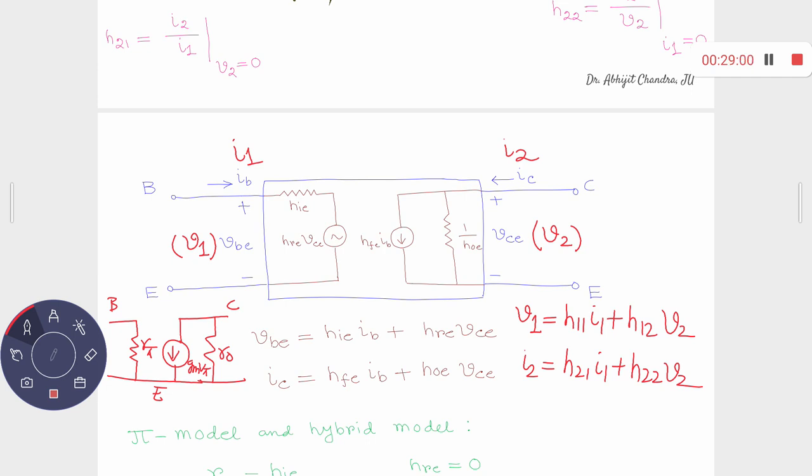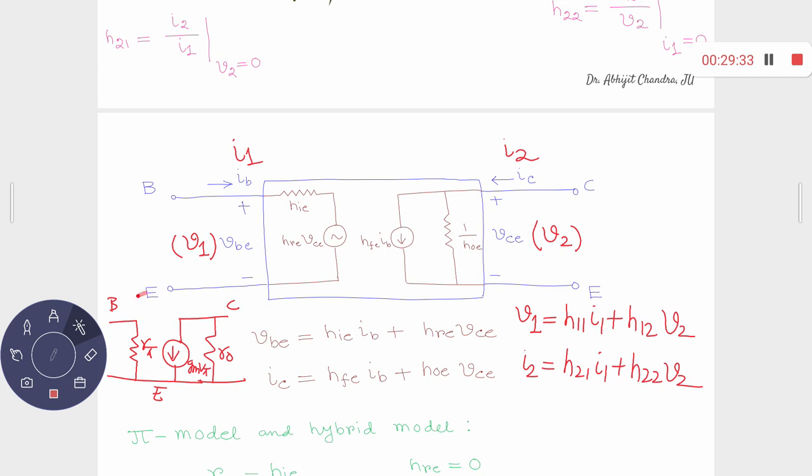In the hybrid model or H model, the second parameter HRE should be 0, or if it is not 0, it is very small. Right? Because you don't have any voltage dependent voltage source there. So therefore this HRE is either 0, or you can call it very small, negligibly small, which can be neglected. Right? And your HIE is nothing but your R pi.